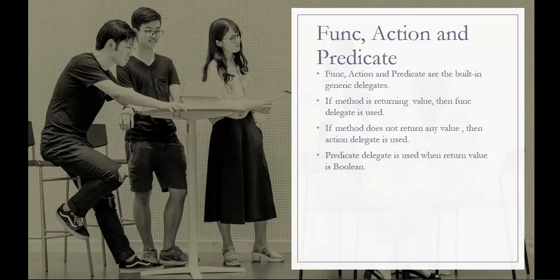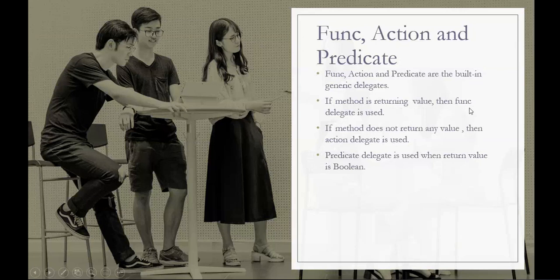Okay, so predicate delegate is used when the return value is boolean. And what is the restriction? There will be only one argument. You are not allowed to take multiple arguments. So yes, we learned func, we learned action, and we learned predicate.